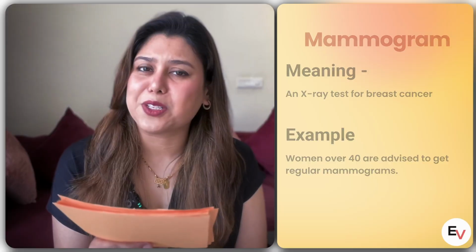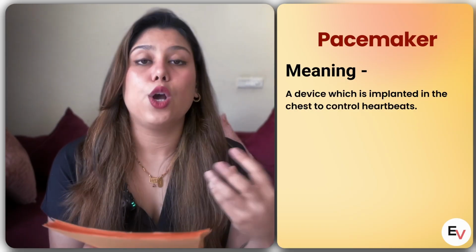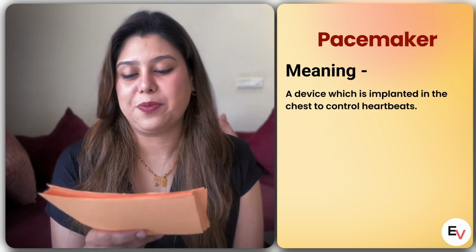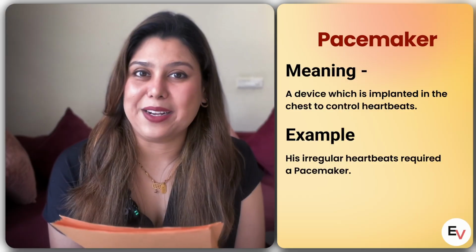Moving on to your next word, pacemaker. Repeat after me, pacemaker. Now pacemaker is a device which is implanted in the chest to control heartbeats. Now let's frame a sentence with this word. His irregular heartbeats required a pacemaker.